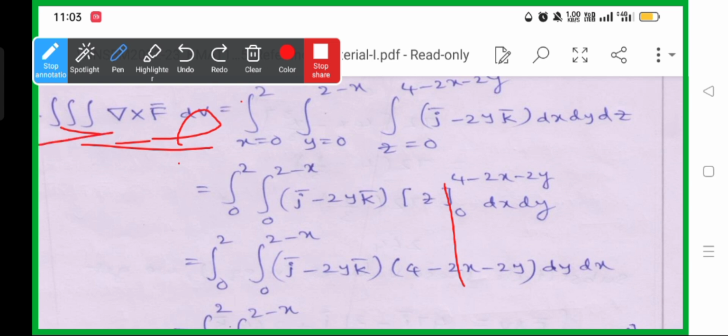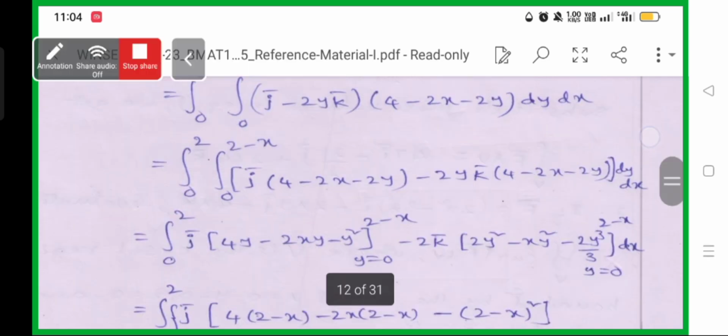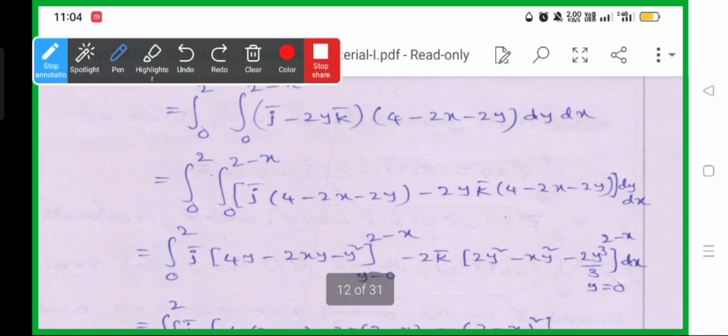Next, applying the limits, and we are integrated with dz, we got z. Now applying this z value, we have 4 minus 2x minus 2y, and this term as it is. Now we have to integrate with dy, limits 0 to 2 minus x.